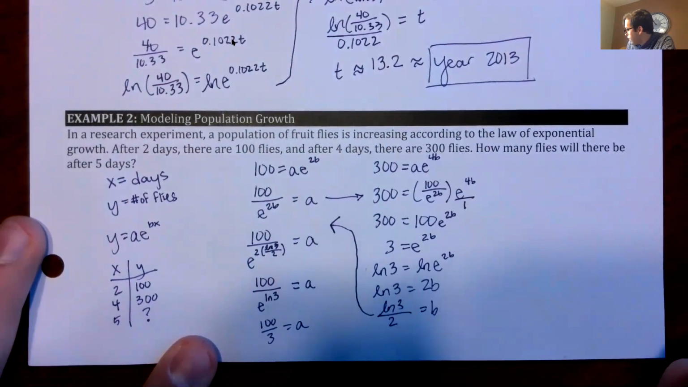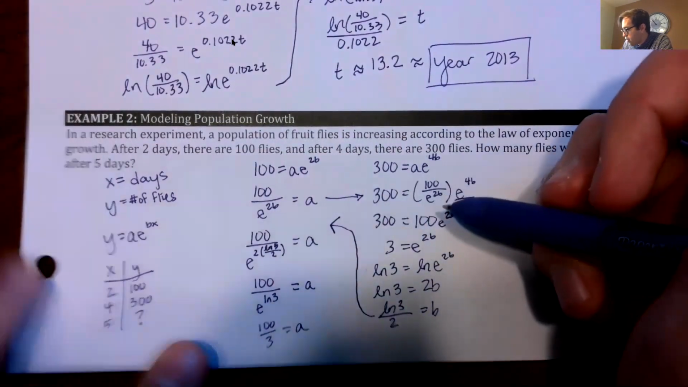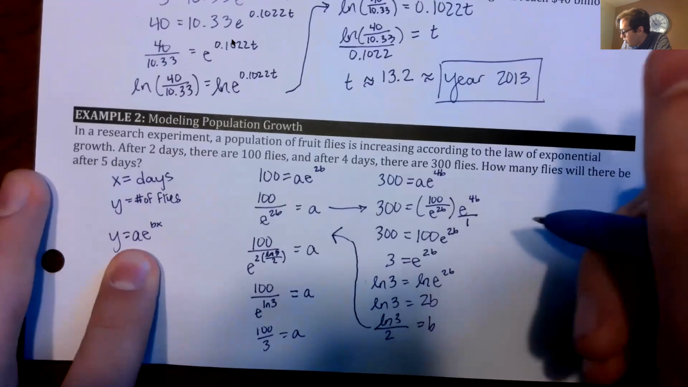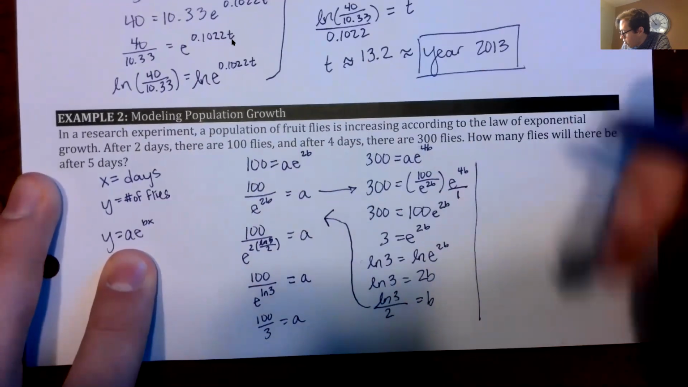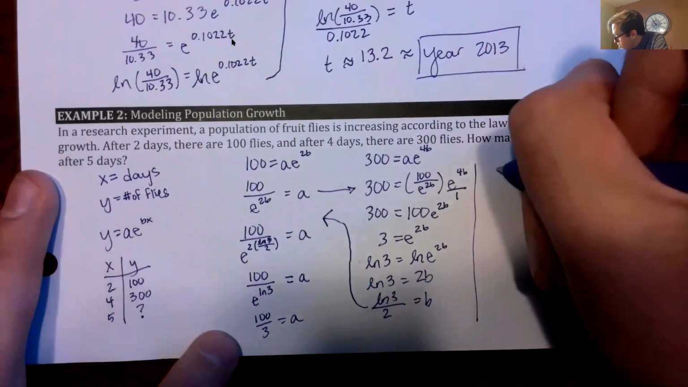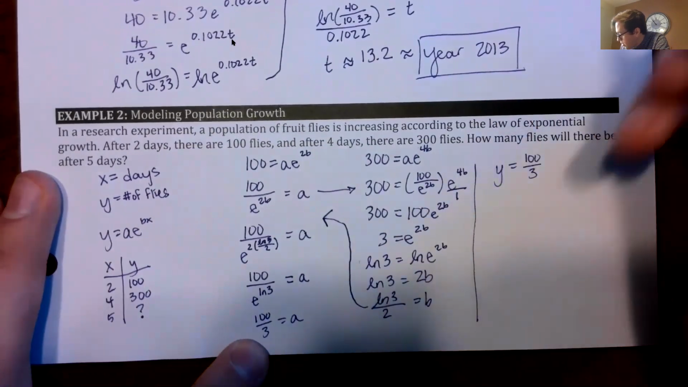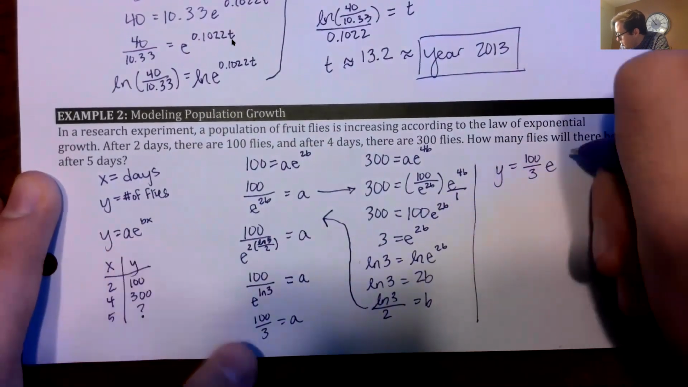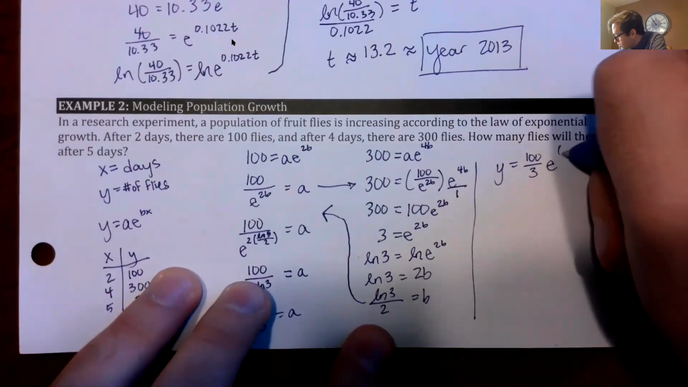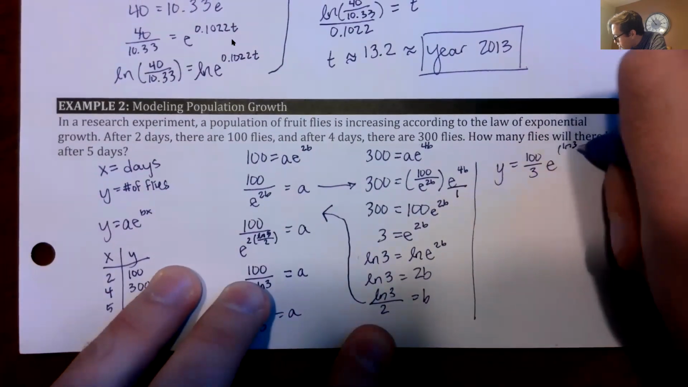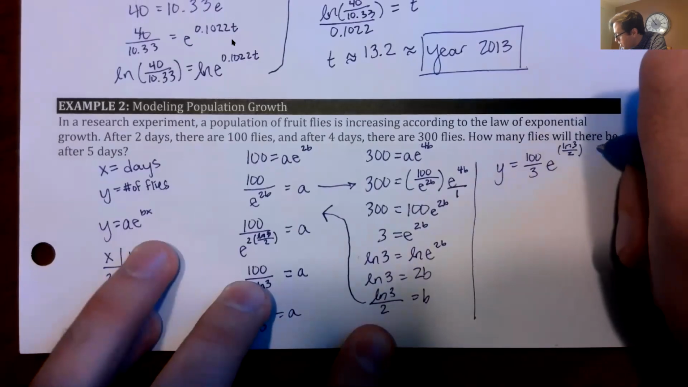So we got A was 100 over 3, B was natural log of 3 all over 2. And so now we have a model, right? So if we go back to the original look of the model, I'm going to do this over here. We'll have y equals A, which was 100 over 3, e to the b, which is natural log of 3 over 2 times x.